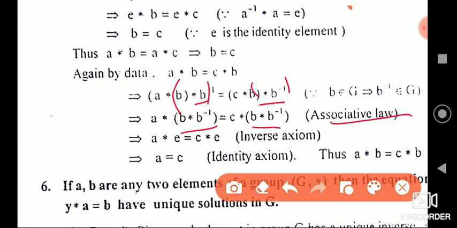You have to write how you got that. So what is b star b inverse? That is nothing but E, where E is the identity. We got this by the inverse axiom. Then what is A star E? Because E is the identity, A star E is A and C star E is C. So A is equal to C, by the identity axiom.